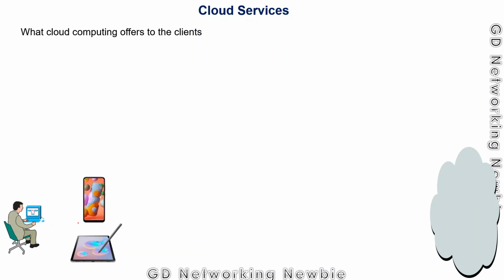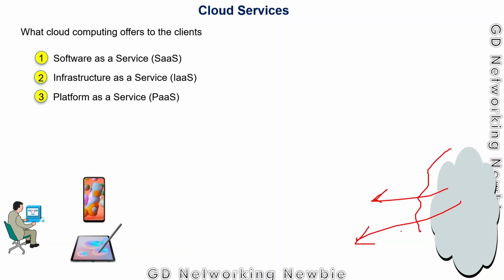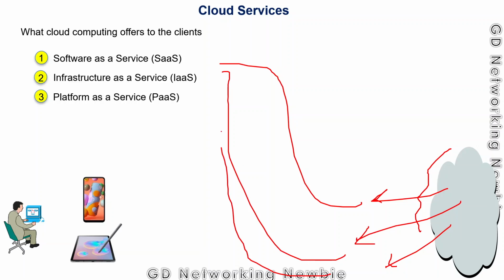Now, these are many cloud services, and they have been categorized into different classifications. So what can a client actually get from these cloud service providers? Users can have those services in the form of software as a service, infrastructure as a service, and platform as a service. It means the cloud can give many services to them. Now, we are going to discuss what each of these mean.